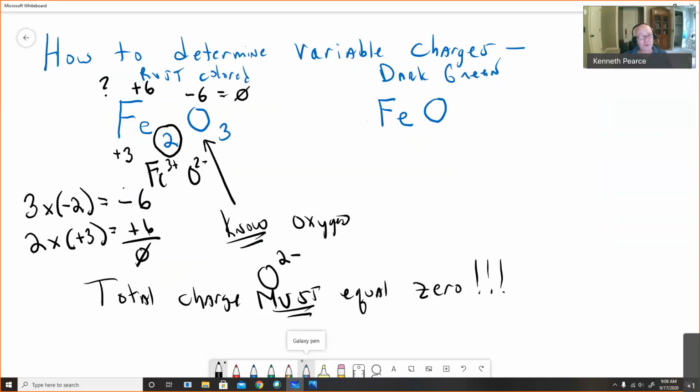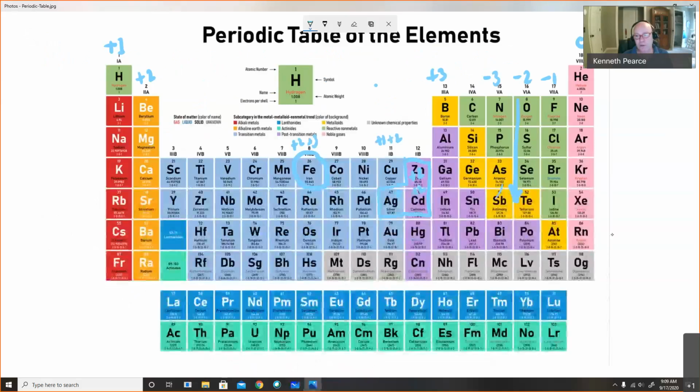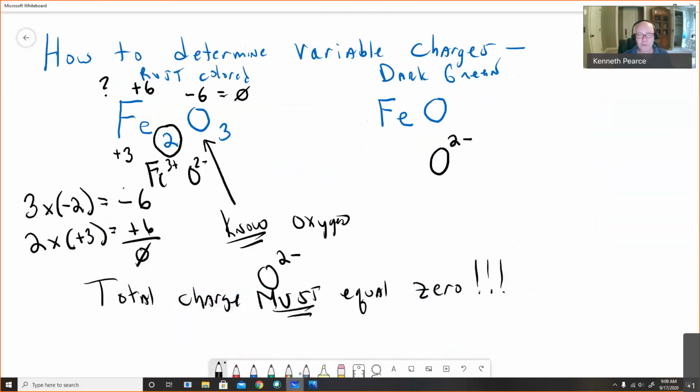You have 2 times 3 minus 3 times 2. That gives you 0. Now, if we look over here at the iron with the 1 oxygen, it's the same situation. I know for a fact that the oxygen is 2 minus over here. How do I know that? Well, we go back to our periodic table like we just did a moment ago, and you see the oxygen is under the minus 2. And so I know that the oxygen must be 2 minus.